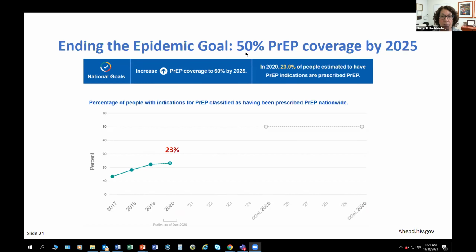These are the data as of 2020. So you can see we went from 18% to 23%, but there was a little bit of leveling off, and that may be because of COVID in part. But we've got to get all the way up here. So we've got to really bend this curve if we're going to get to 50% by 2025.